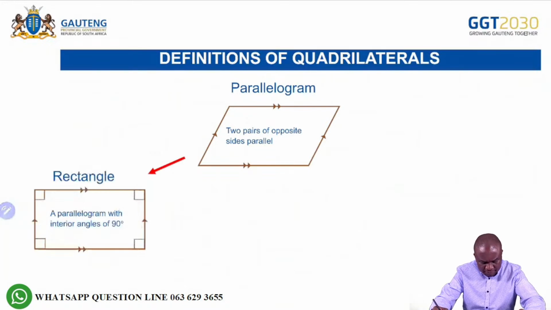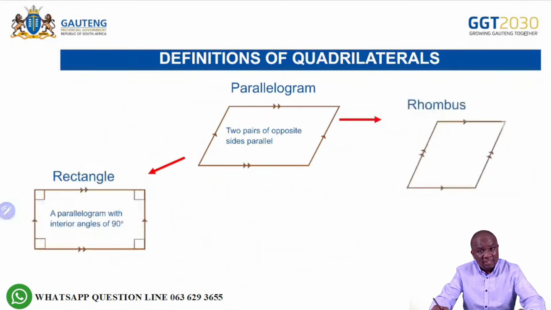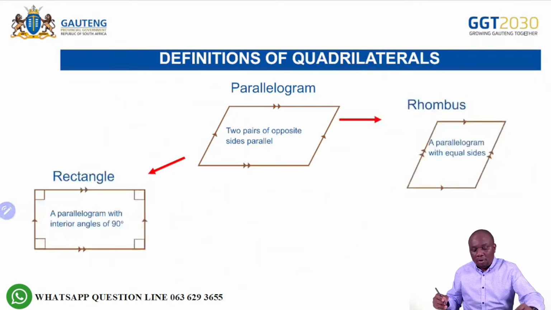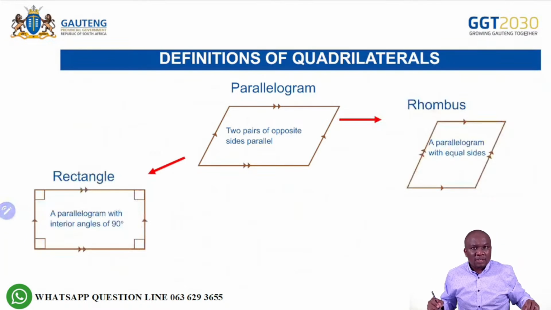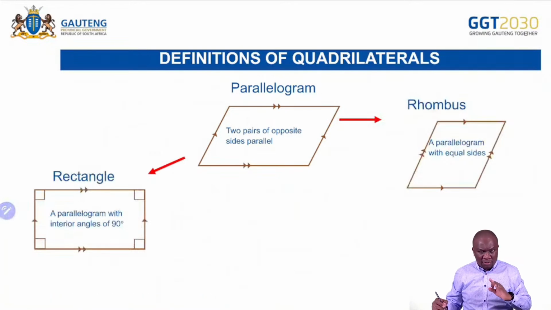That's a rectangle. And then we have a rhombus. Is a rhombus a parallelogram? Yes, it is. But now, what makes it special? All the sides are equal. So it is a parallelogram with equal sides. And then the other properties, there are a lot of properties that we're going to look at. Remember, we said we're going to talk about the sides, the angles, and the diagonals. We're going to look at those. Now I just want you to listen.